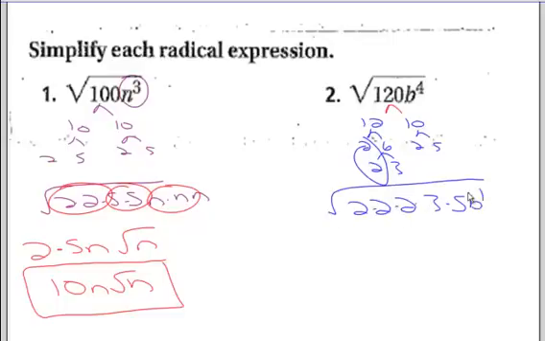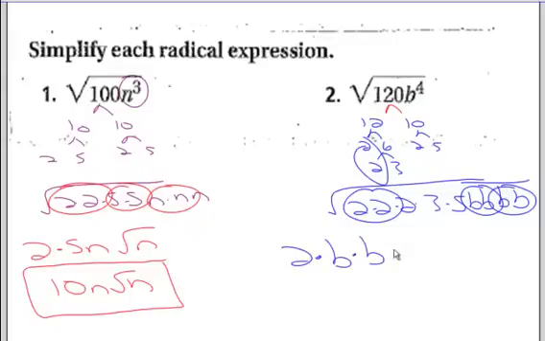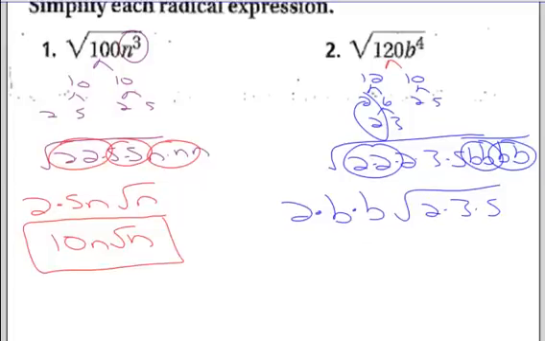And b to the fourth is b, b, b, and b. So I have a pair of 2's, a pair of b's, and a pair of b's. So I have 2 times b times b. Underneath the square root, we still have 2 times 3 times 5. So 2 times b is 2b squared. Underneath the radical, we're going to put our 15, 30 back together.